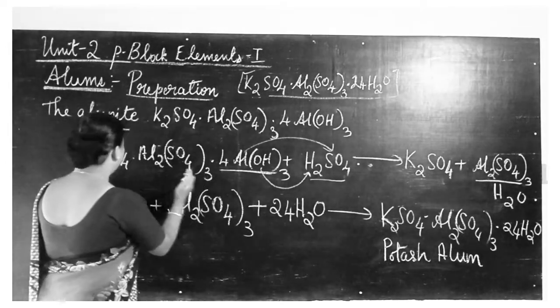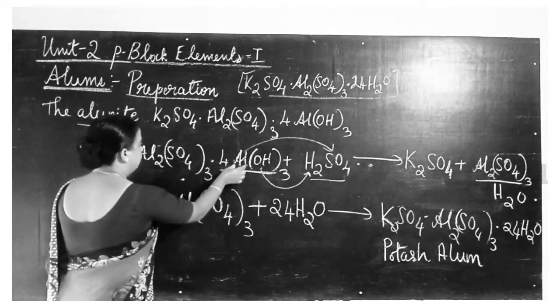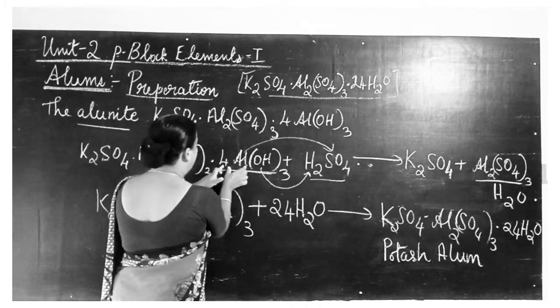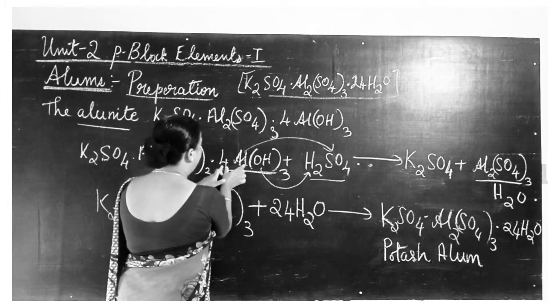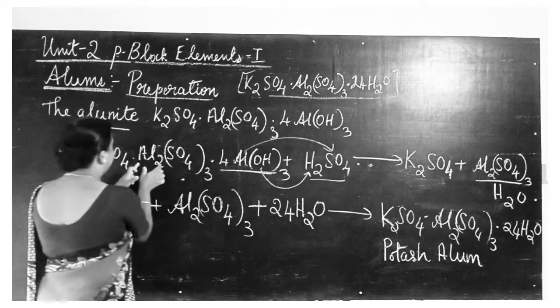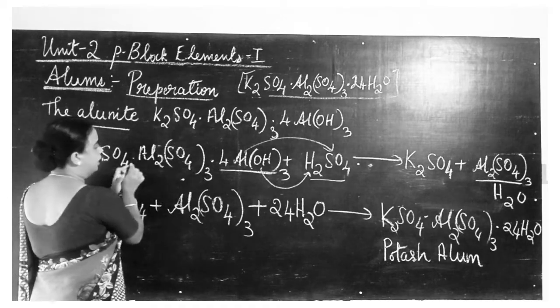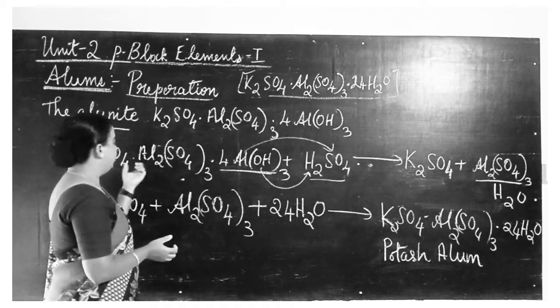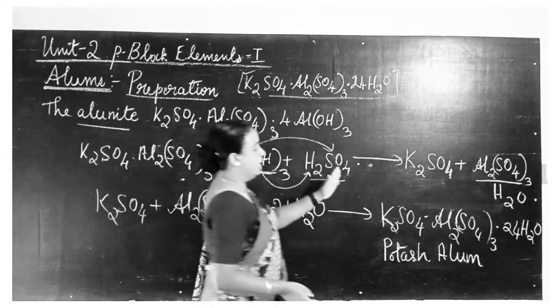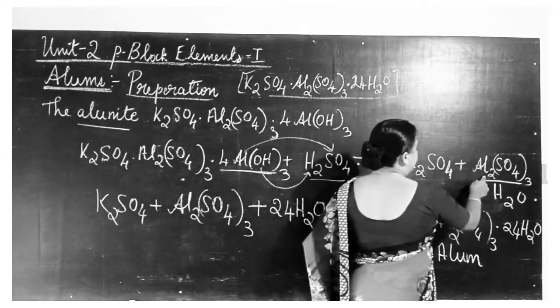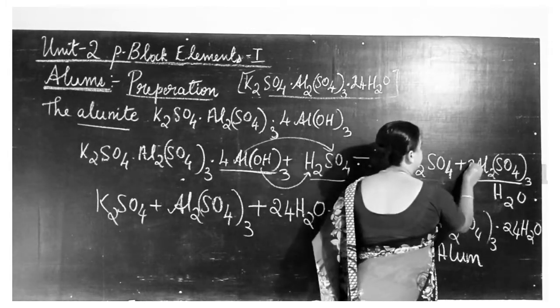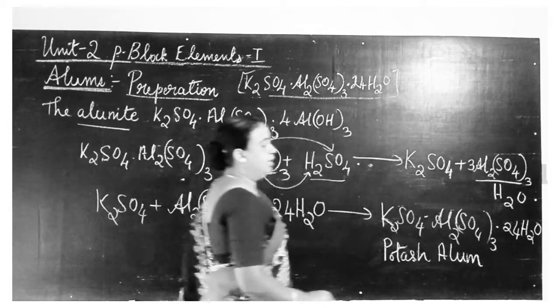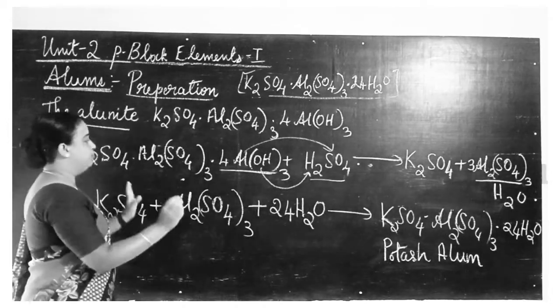On the left hand side, 4 aluminium is there, and here 2 aluminium, so 6 aluminium is there on the left hand side, whereas on the right hand side, only 2 aluminium is there. So in order to balance, I put 3 here. So 6 aluminium is there. So that is balanced.